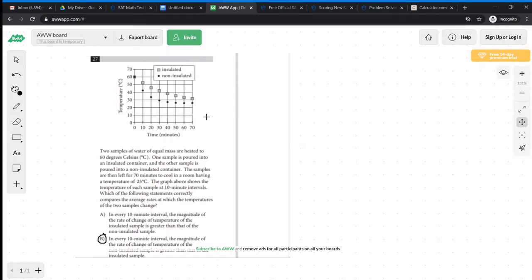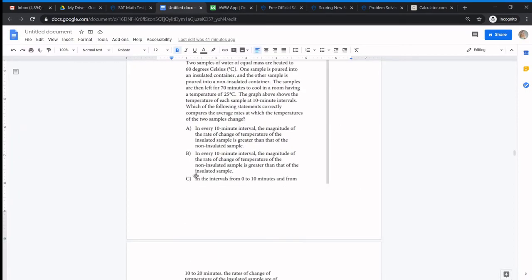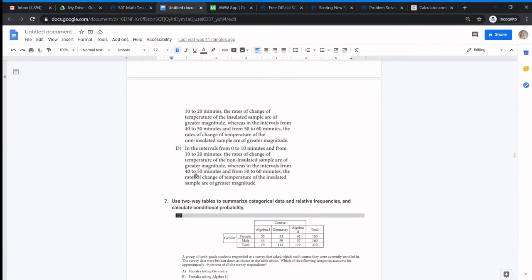This one is just a particular graph and interpreting what it means. A skill that you should get pretty familiar with. It's not too bad at all.